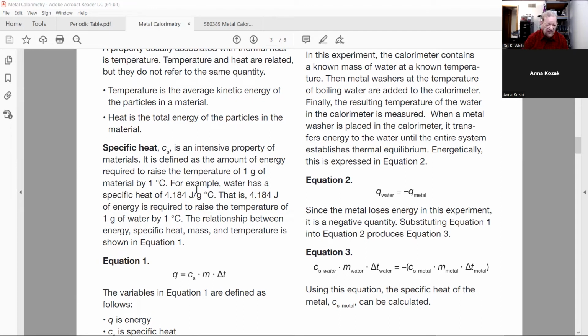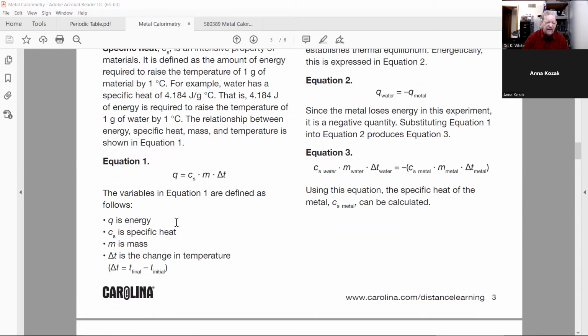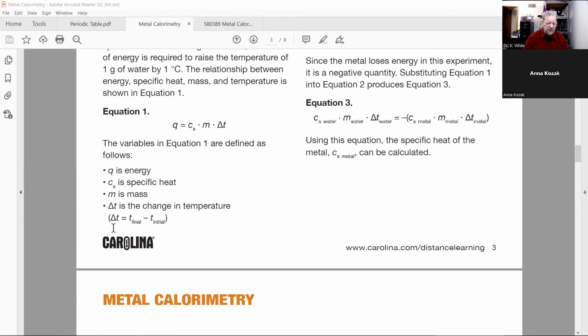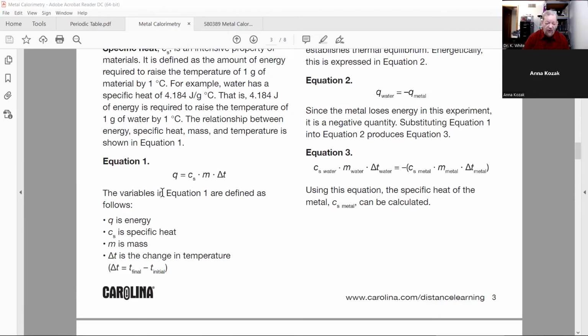And this is the relationship that shows that. Q, which is energy, equals the specific heat, C sub S, times m, the mass, times the difference in temperature, delta T. The first symbol is the Greek letter delta for difference. That's the final temperature minus the initial one. Now, this whole thing, equation 1, comes from an area called thermodynamics.